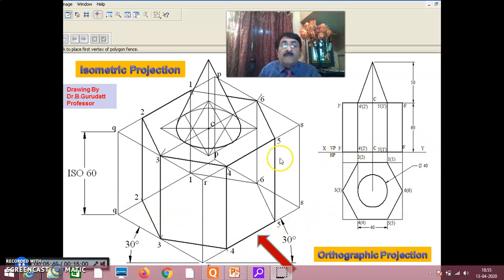In the same way, when you are looking from here, 5 can be seen, 1 cannot be seen: 5 dash, bracket 1 dash. And in the bottom also 5 can be seen, 1 cannot be seen: 5 dash, bracket 1 dash. And here 6 dash, 6 dash.